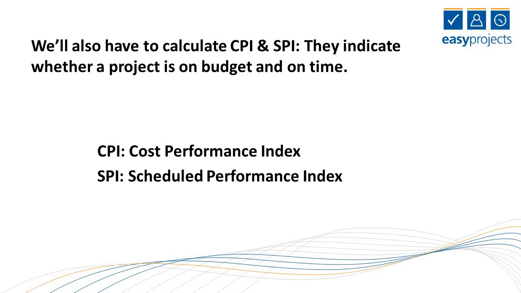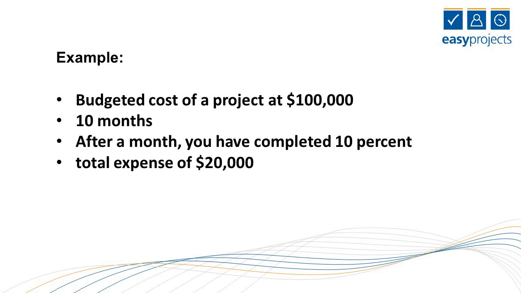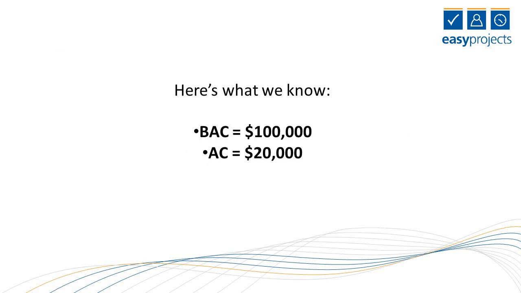To make this a little easier to digest, let's give an example here. Let's say that you have a budgeted cost for a project at $100,000. The project is to be completed in 10 months. After a month, you've completed about 10% of the project with a total expense of $20,000. The planned completion should have been about 20% at this point. So what do we know here? We know that our budgeted at completion cost is $100,000. We know that our actual cost is $20,000.